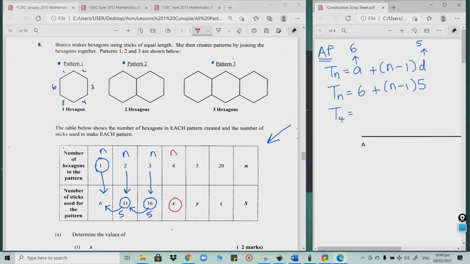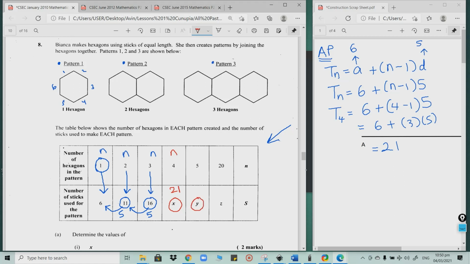If we're trying to find T4, we know a is 6. The n value is 4, so it's 4 minus 1. And the common difference is 5. So let's work this out. 4 minus 1 is 3. 3 by 5 is 15, plus 6 is 21. So it's 21. So if a fourth hexagon was added here, it would take 21 sticks.